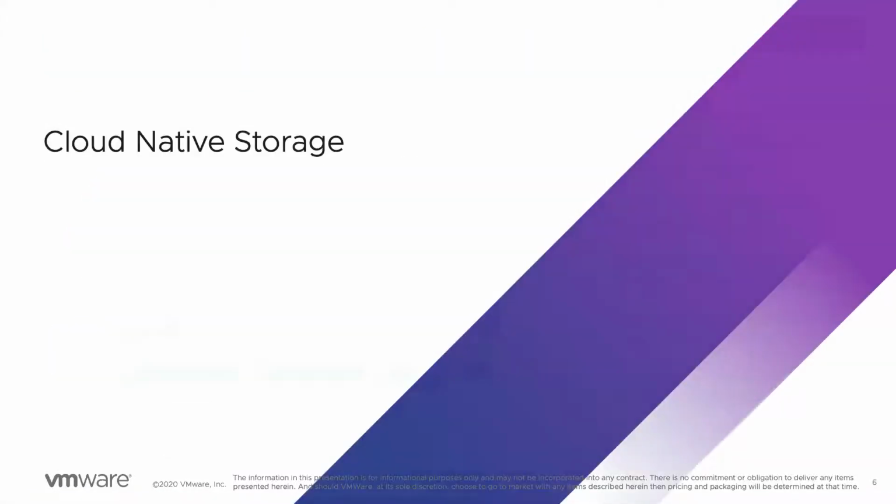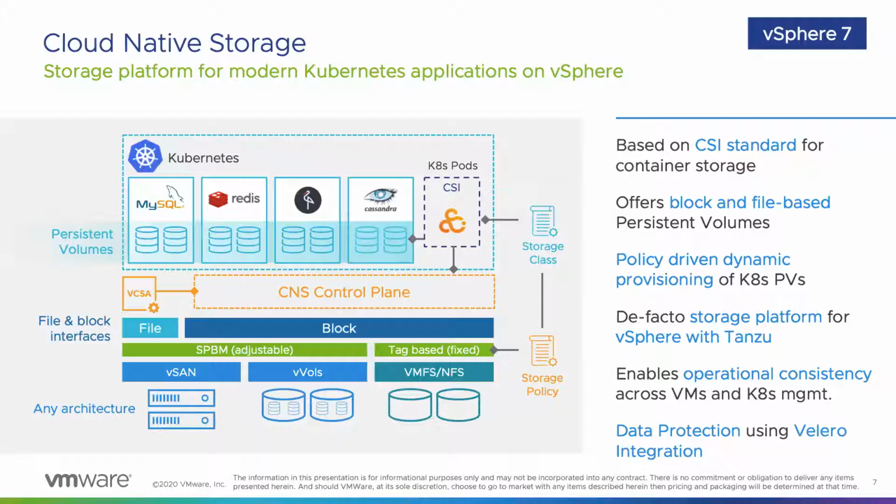So cloud native storage, this is what we introduced in 6.7 Update 3, which was last year, VMworld. Around September, we introduced our first version. This year, we have expanded that capability, and we are offering more enhancements to this platform. But in a nutshell, what we have is the CSI driver, which is the out-of-tree Kubernetes storage driver, with the vSphere CSI driver.